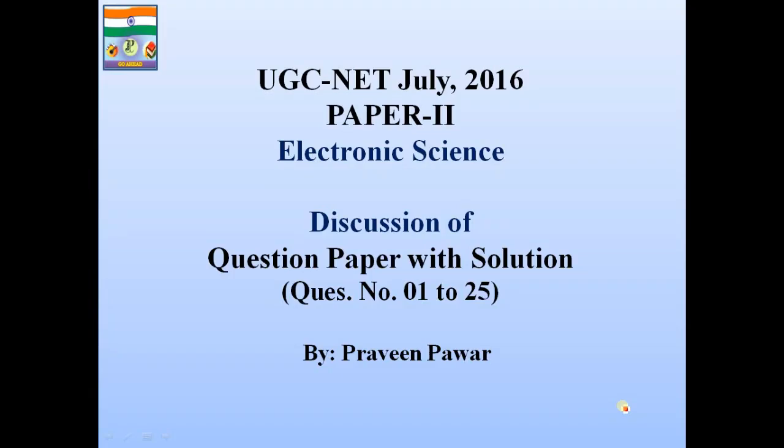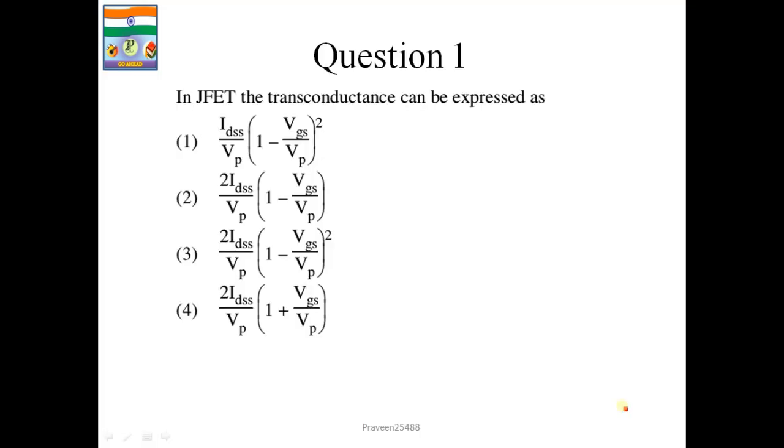In this video, we will discuss the question paper of UGC-NET July 2016. This is paper 2 of electronic science. So first we will discuss from question number 1 to 25. So here is question number 1.